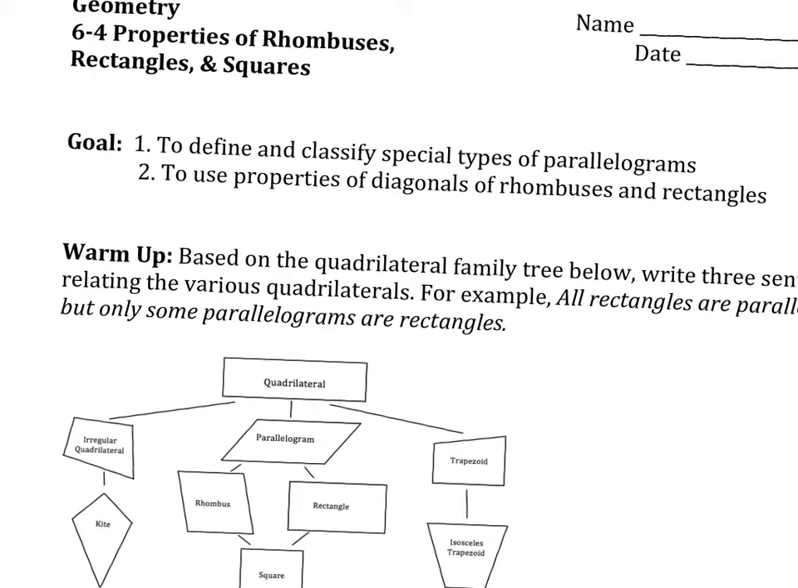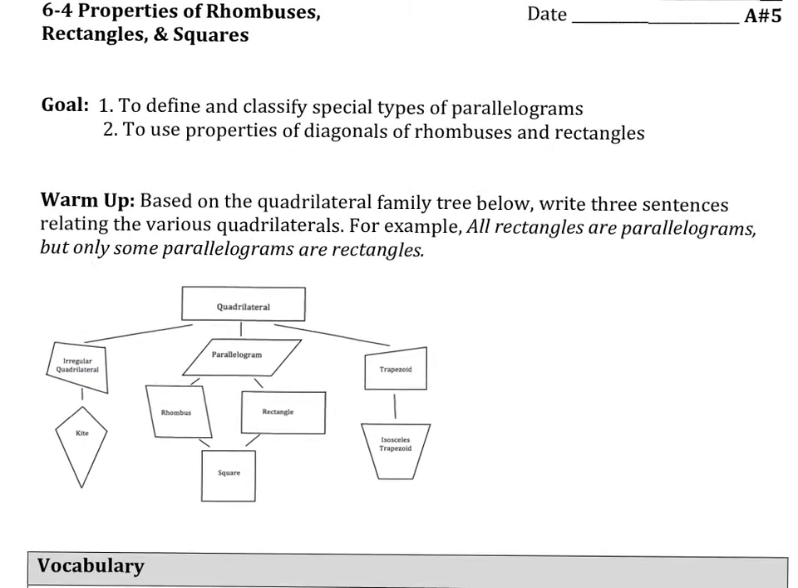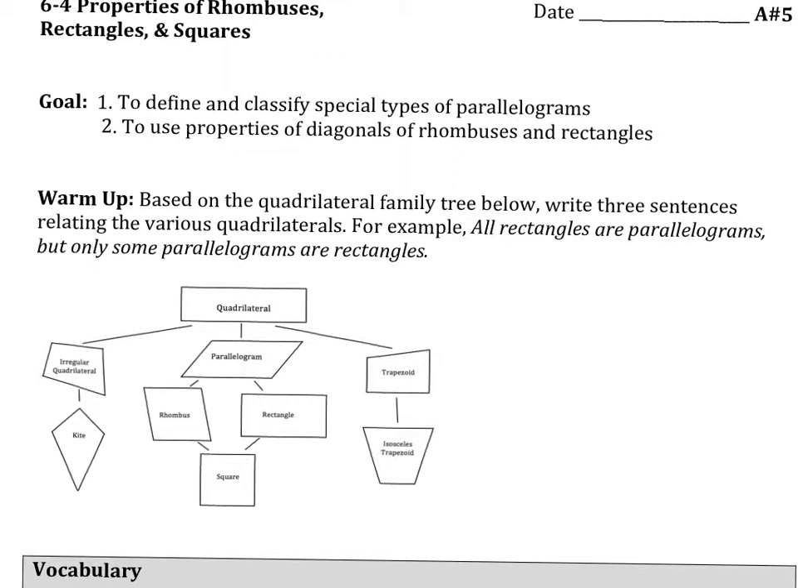But our goal for today is that we are going to define and classify special types of parallelograms. And we're also going to use those properties to solve things. So take a gander here, and similar to this question here, all rectangles are parallelograms. Look, a rectangle is a parallelogram. But if we go the other way, only some parallelograms are rectangles. A parallelogram might be a rhombus, it might be a rectangle, or it just might be a parallelogram, nothing special.